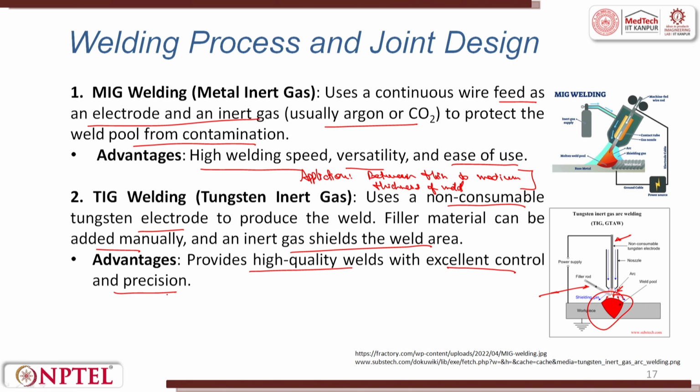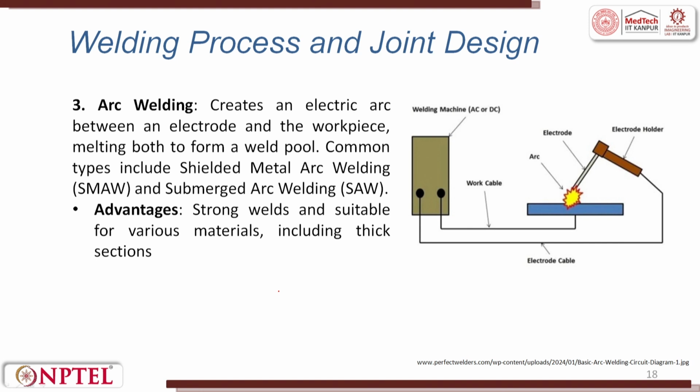It is ideal again for thin materials, and critical applications are aerospace and food processing. Could be multiple applications wherever permanent joints are required. TIG welding could be used in many places, many other areas that we have even mentioned before.